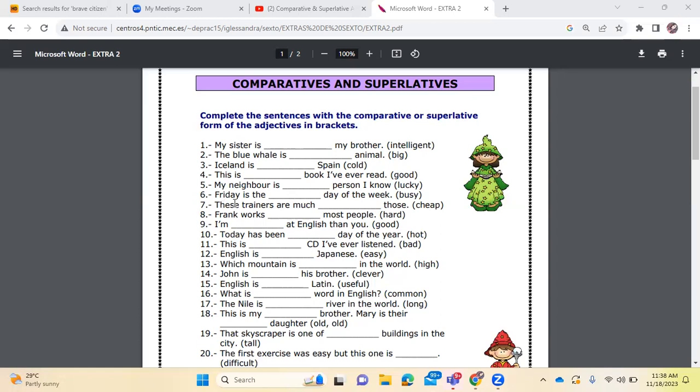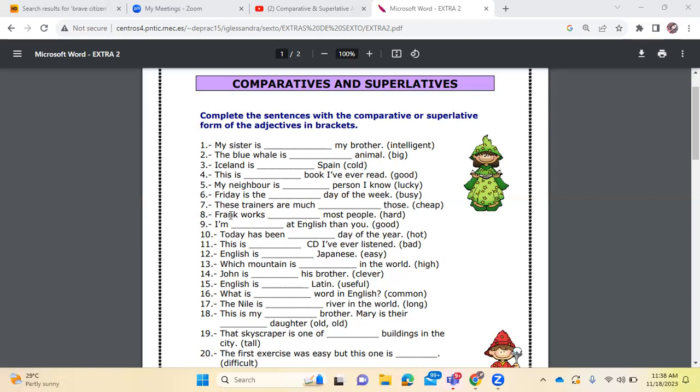Friday is the blank day of the week. So again, we are talking about one day, right? Just one day. Therefore, it's a superlative. Friday is the busiest day of the week.